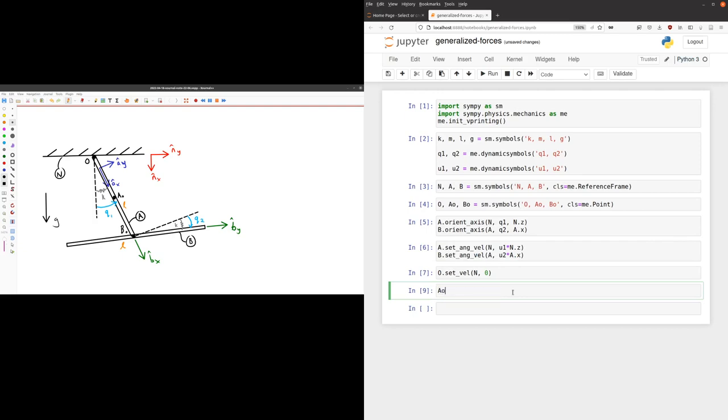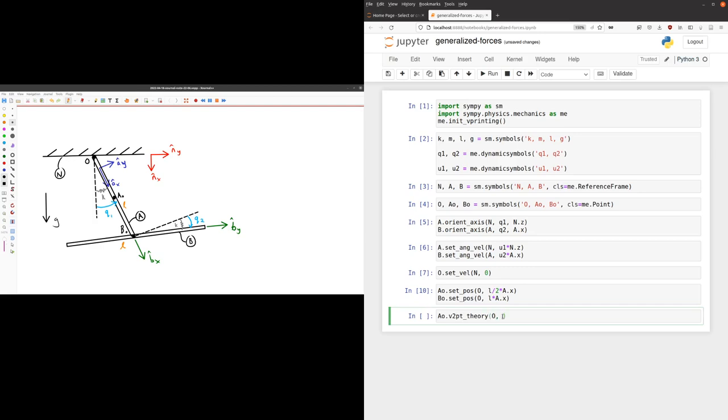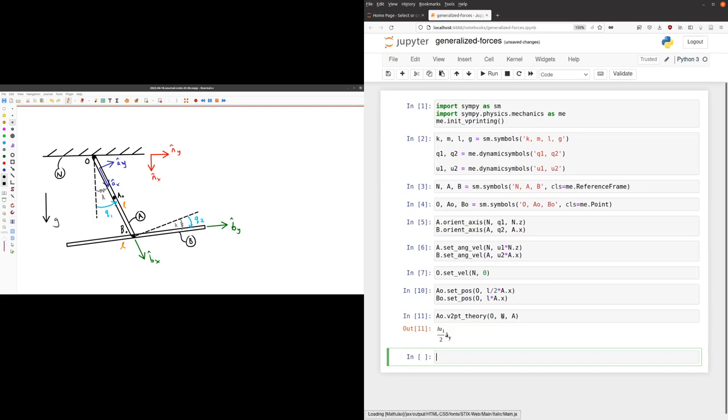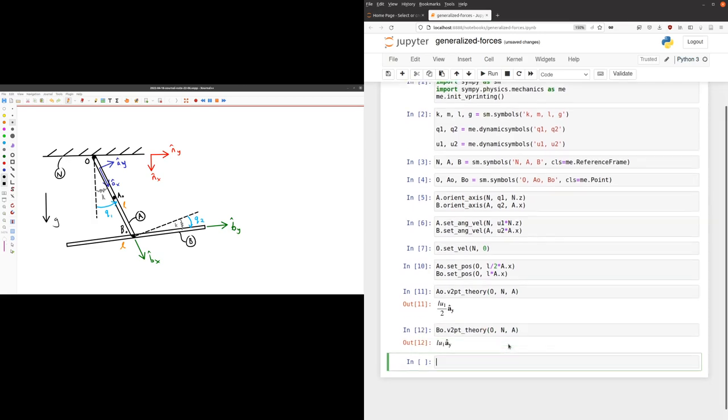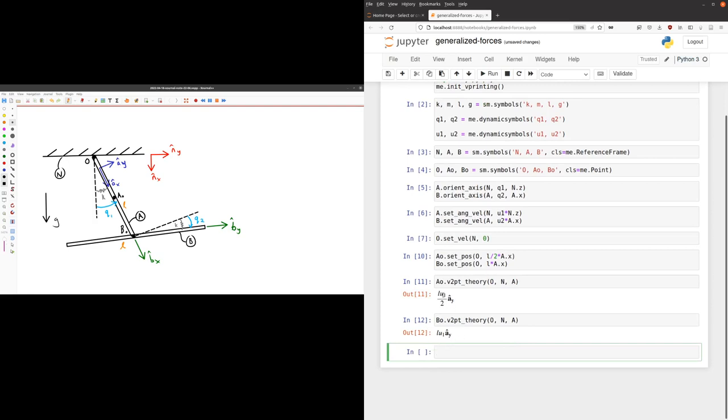So AO.set_pos with respect to O is going to be L over 2 times A.x, right? And BO.set_pos with respect to O is just L times A.x also. Now we can get the velocities: AO.v2pt_theory with respect to O in N, they're both in A. There we go. And then BO.v2pt_theory, O, N, and A. All right, so we've got our velocities there in terms of the u's.